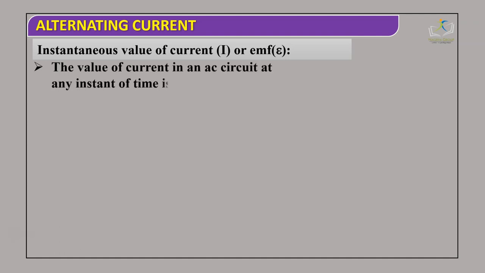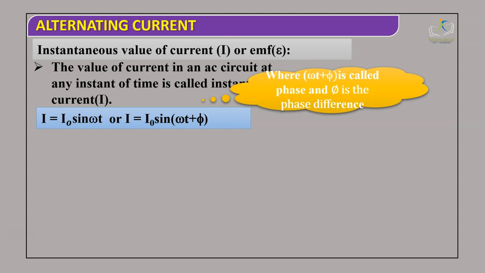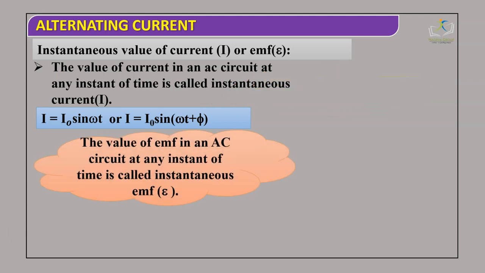The value of a current in an AC circuit at any instant of time is called instantaneous current. That is, I equals I naught sine omega t, or I equals I naught sine omega t plus phi if there is a phase difference. Here omega t plus phi is called the phase and phi is the phase difference.